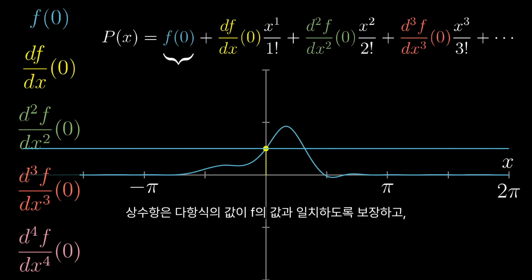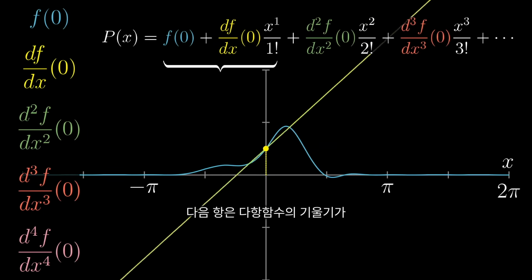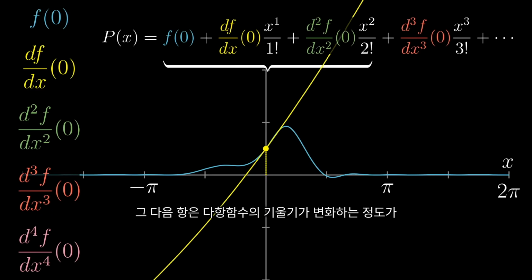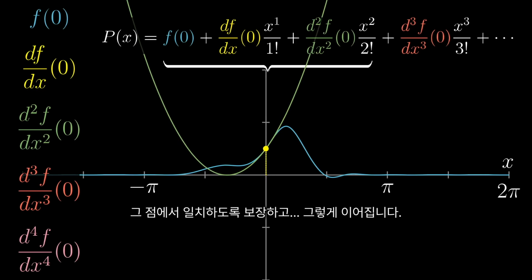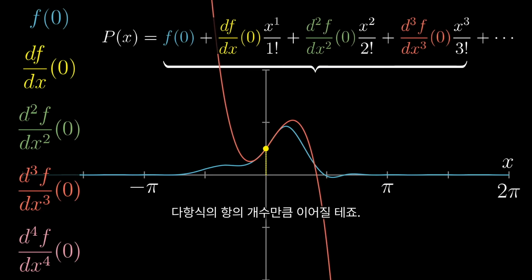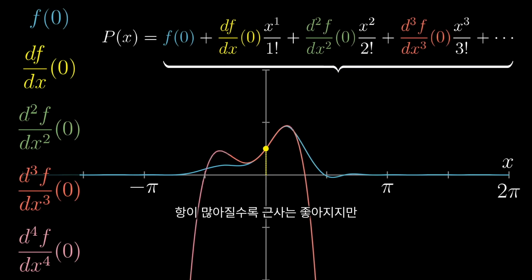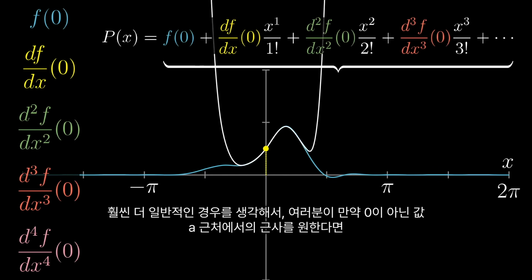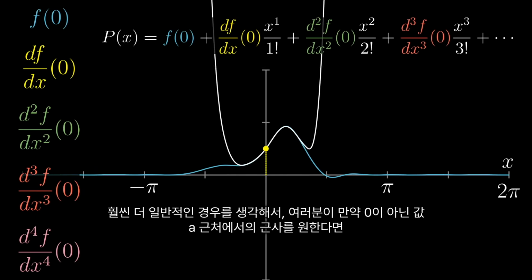that the value of the polynomial matches with the value of f. The next term ensures that the slope of the polynomial matches the slope of the function at x equals 0. The next term ensures that the rate at which the slope changes is the same at that point, and so on, depending on how many terms you want. And the more terms you choose, the closer the approximation, but the trade-off is that the polynomial you'd get would be more complicated.